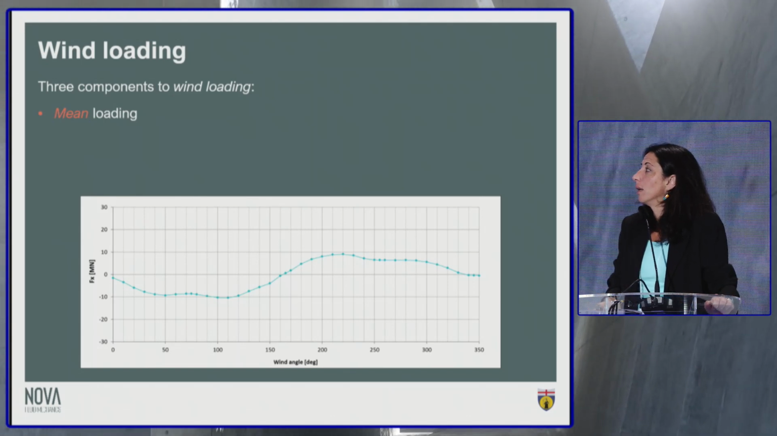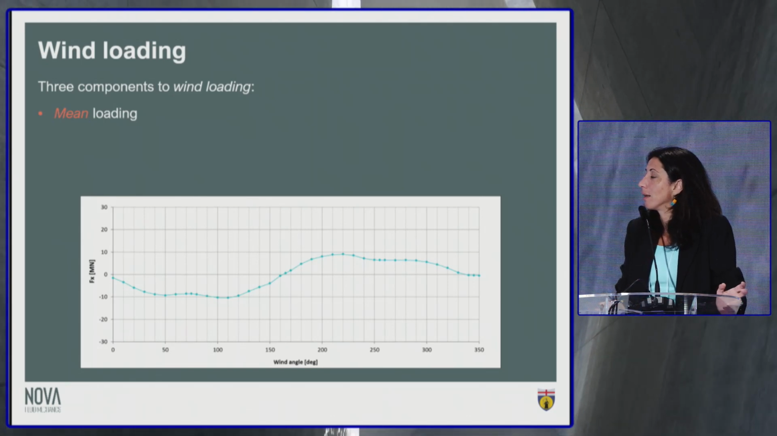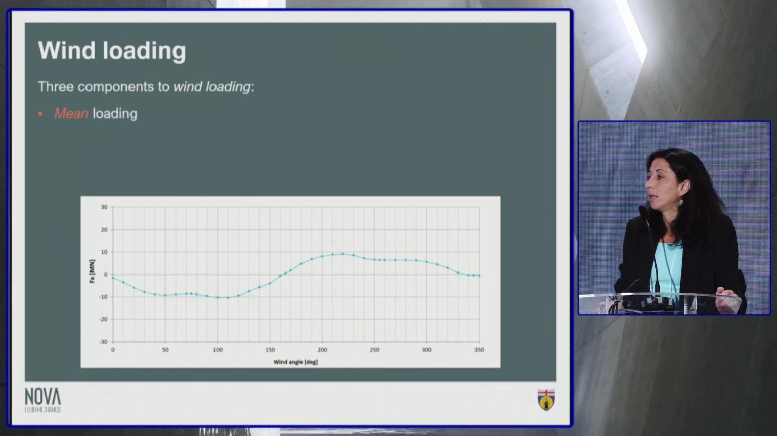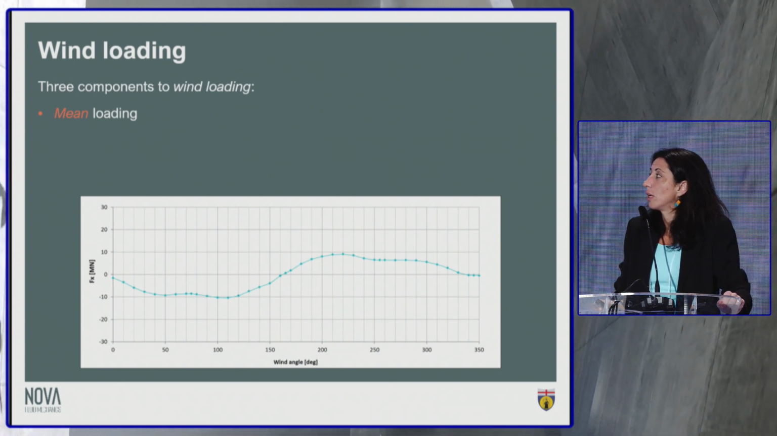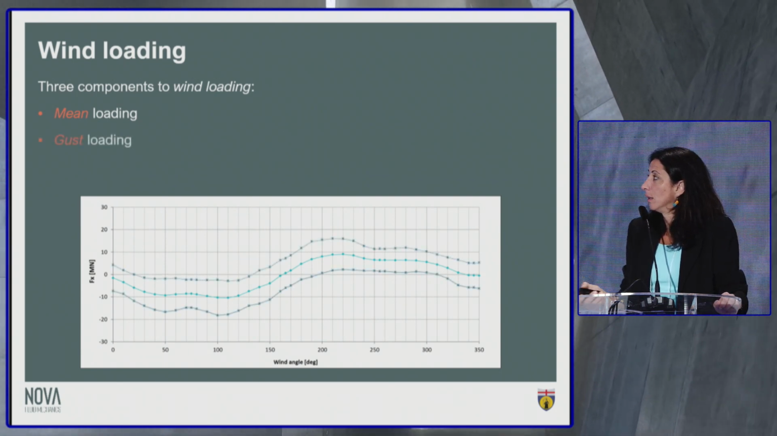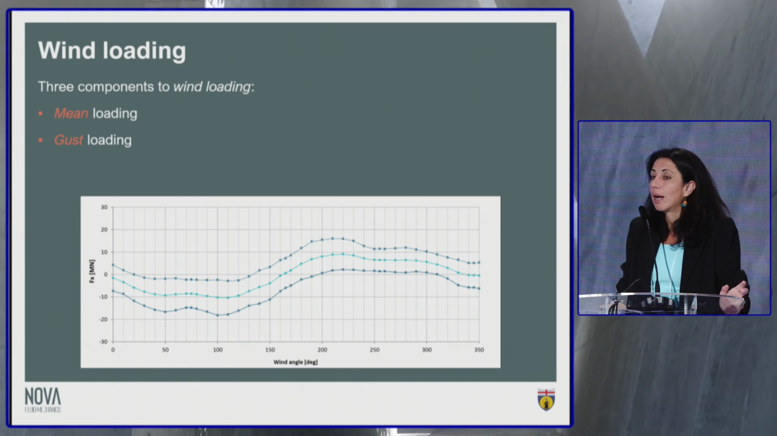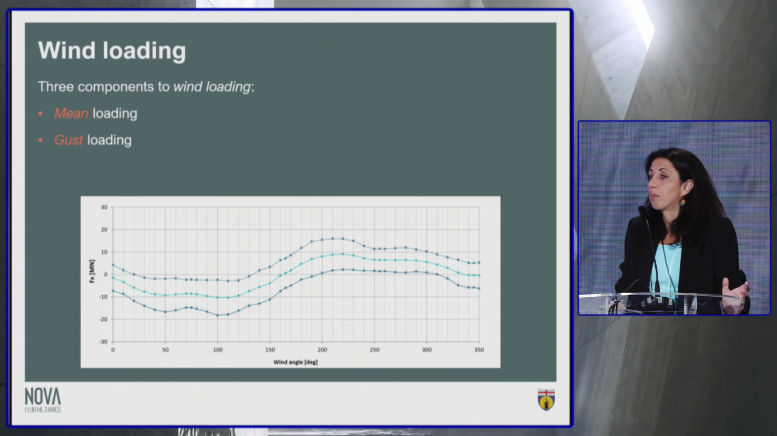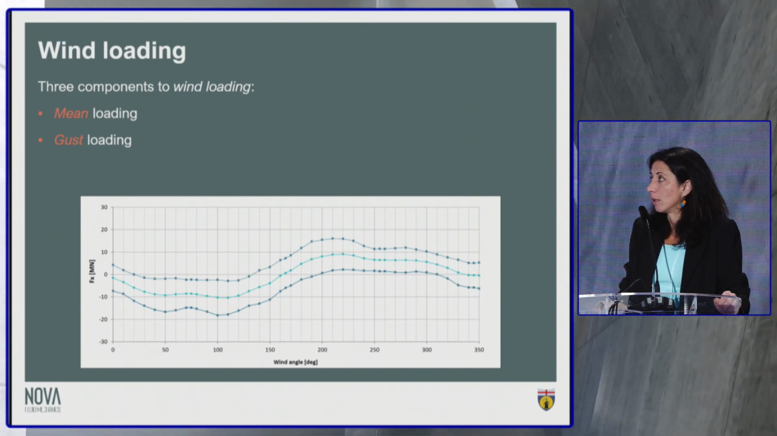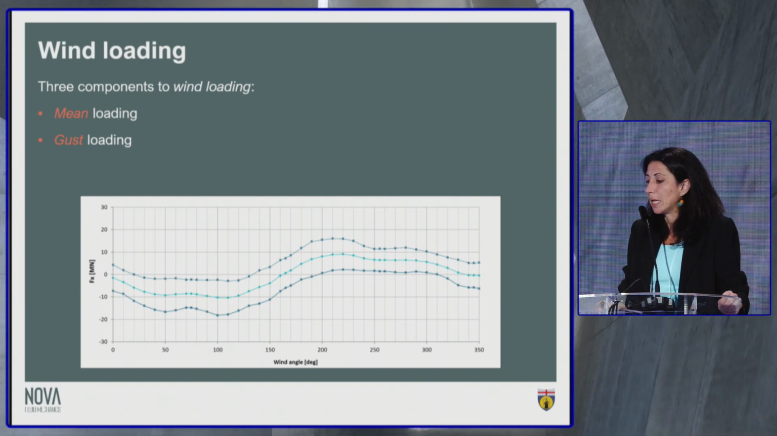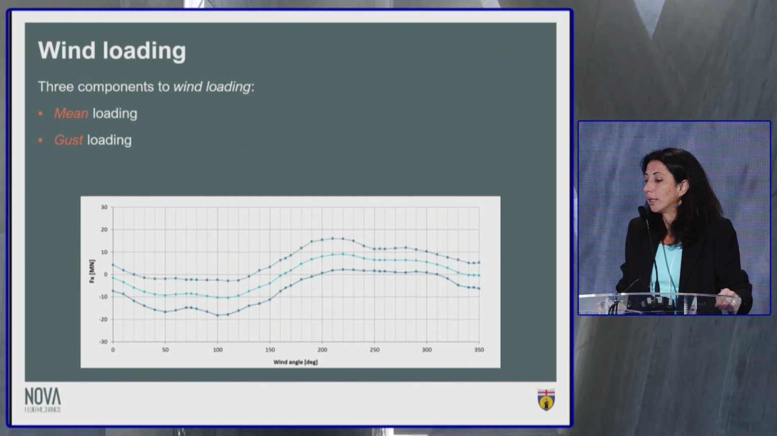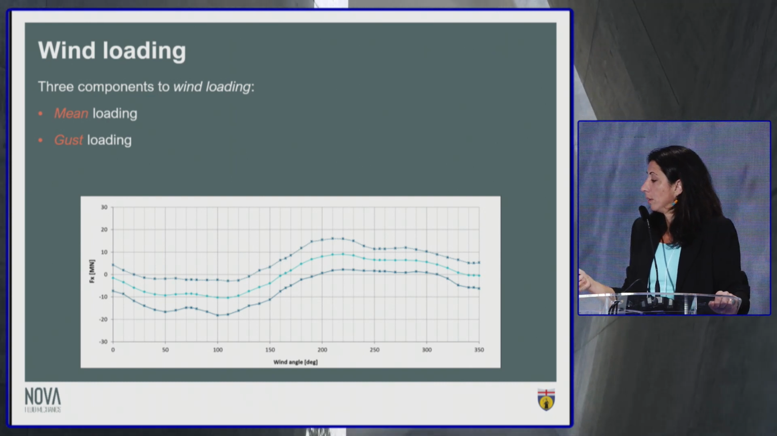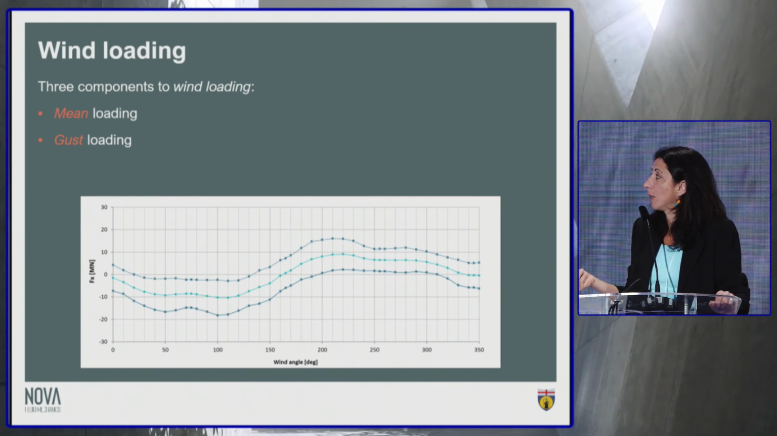Interest here. What do we provide our clients with? This is mean loading, so the drag force, essentially, that acts on the building. This is the peak static or the gust loading, the addition that is due to the turbulence present in the natural wind. These buildings are built in cities, and the cities are very turbulent. So the increase in loading is significant.